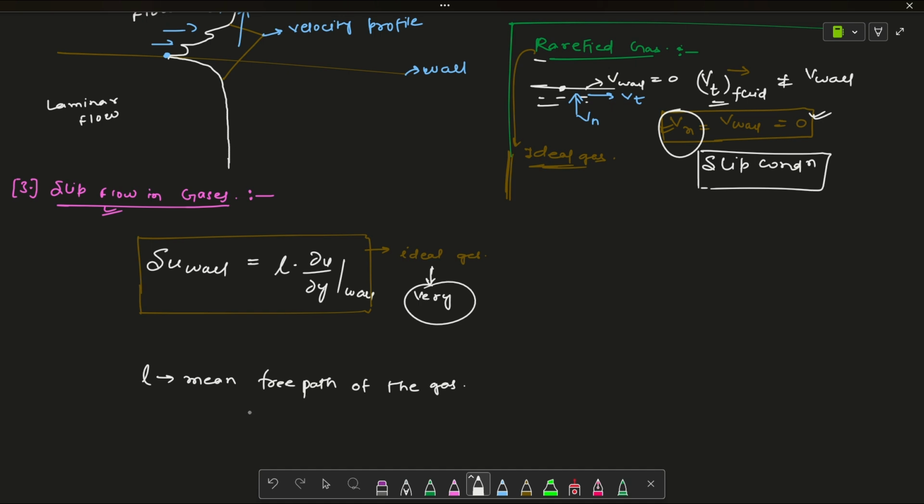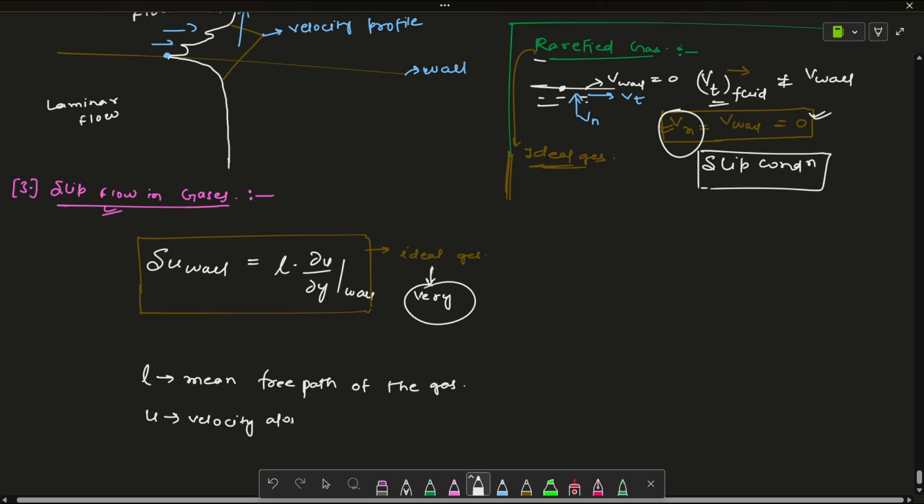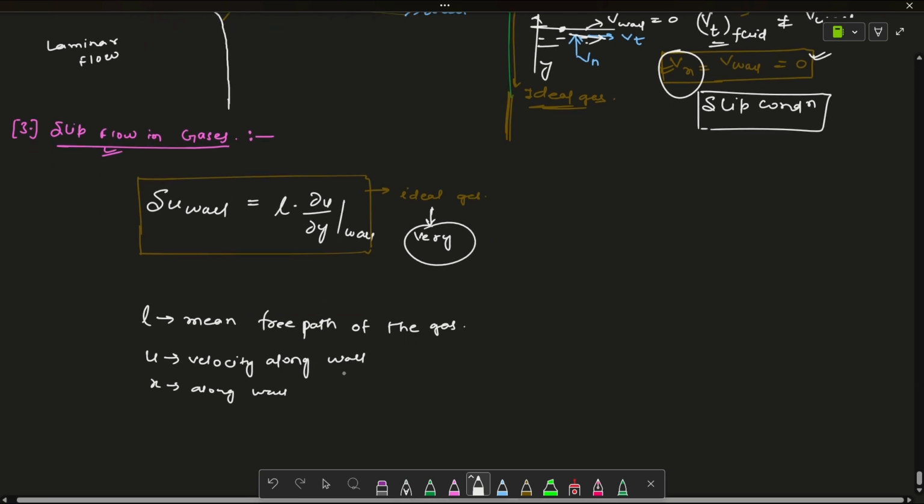And u is the velocity along the wall, I mean the tangential velocity along the wall. And x is also along the wall. That means y is in this direction; y is perpendicular to the wall.